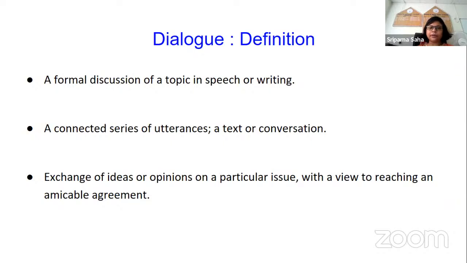Now, definition wise, what is a dialogue? A dialogue is a formal discussion of a topic in speech or writing. Suppose I am now discussing dialogue systems. There could be two parties or multiple parties, and if they are discussing a particular topic, then that is called a dialogue. It's a connected series of utterances, a text or conversation. I am talking to the other party. It's an exchange of ideas or opinions on a particular issue with a view to reaching an amicable agreement.